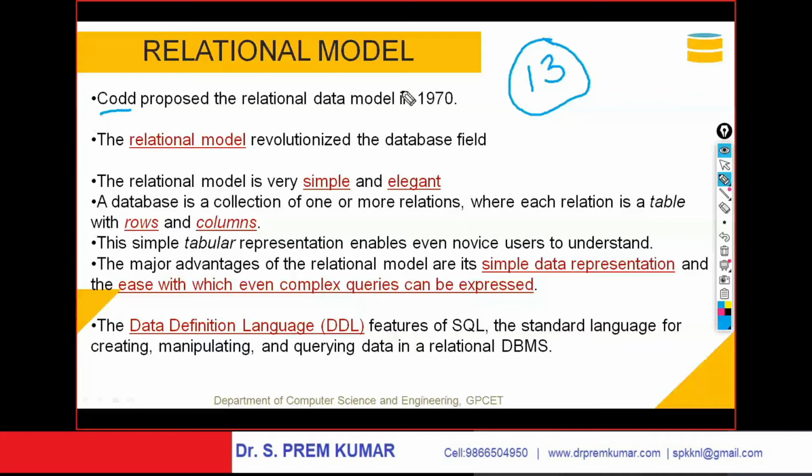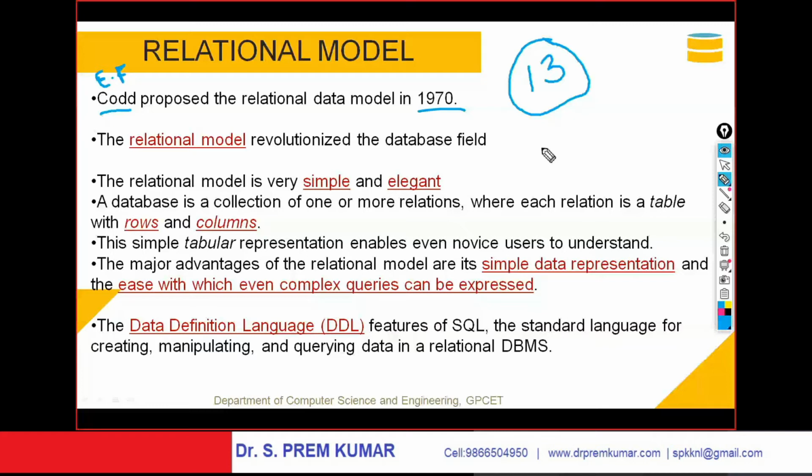It was developed in the 1970s. The relational model revolutionized the database field. Previously, you had the network model, and of course you had the ER model, semantic data models, semi-structured data models, object-oriented data models. You have many data models.